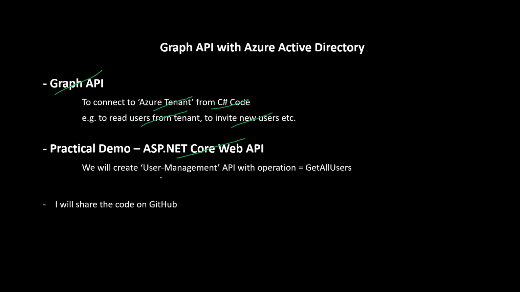That means we will create this user management API and it will have an operation that is get all users. That means this operation will return all the users from our tenant, that is all the users from our Active Directory. And of course guys, I will share this code on the GitHub as well. And now let's go to the Azure portal and let's add a few users in our Active Directory.